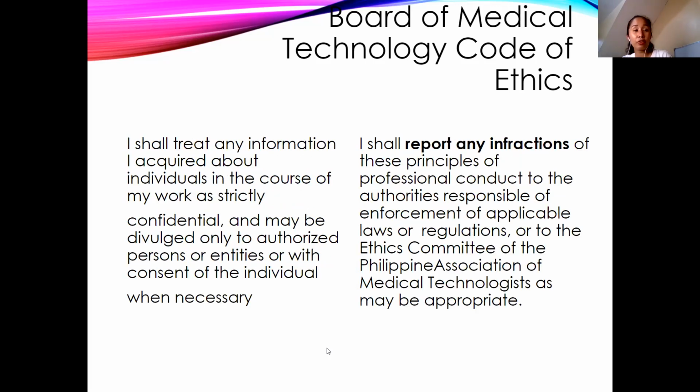I shall treat any information I acquired about individuals in the course of my work as strictly confidential. So that is autonomy. You respect them. You respect if they want to keep their information private. Unless they allow you to disclose the information to the relatives, then do so. Kung hindi, wag mo i-disclose to anyone. Next, I shall report any infractions of these principles of professional conduct to the authorities. I-report mo. Wag itulfo, i-report mo sa tamang kinauukulan.